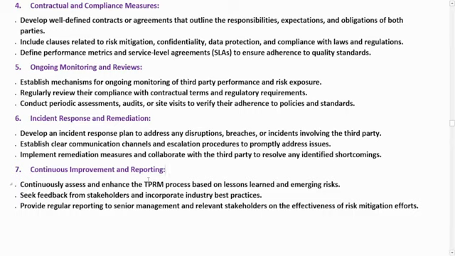The next step is continuous improvement and reporting. In all previous lectures, I highlighted this important step, and told you multiple times that third party risk management is an ongoing continuous process. Companies have to continuously assess and enhance the third party risk management process based on lessons learned from the past and from emerging risk. They need to seek feedback from stakeholders and incorporate industry best practices. They also need to provide regular reporting to senior management and relevant stakeholders on the effectiveness of risk mitigation efforts.